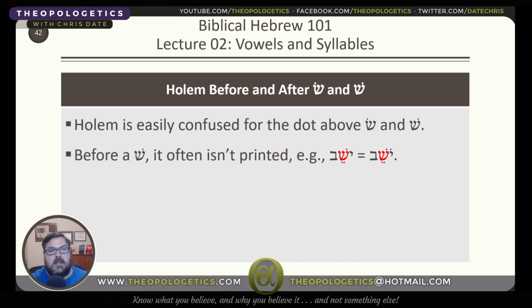So in the way you will see this very often spelled is like here on the left side of the equal sign, and on the right side is what that represents. Yod with a holum, followed by a shin.